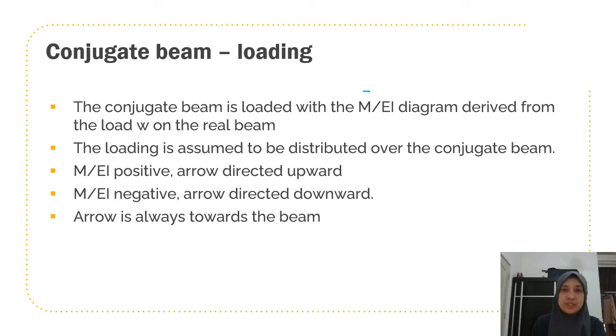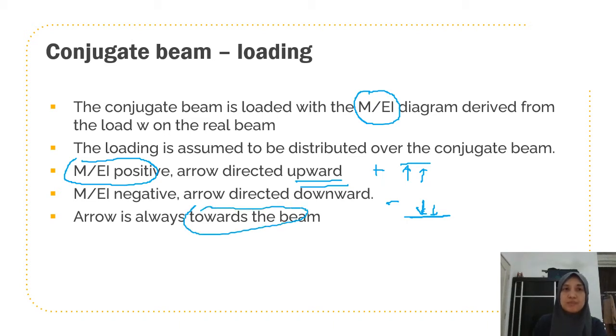Conjugate beam is loaded with the M over EI diagram of the real beam. We'll see one example. Load is assumed to be distributed over the conjugate beam. When M over EI, your moment, is positive, you remember this, the arrow is upward. This is the notation that we are going to use. When M over EI is positive, the arrow is upwards. When M over EI is negative, the arrow is downwards. So the arrow is always towards the beam. Usually the beam is like this, downward. If it's positive, go upwards. All right. This one you have to remember.